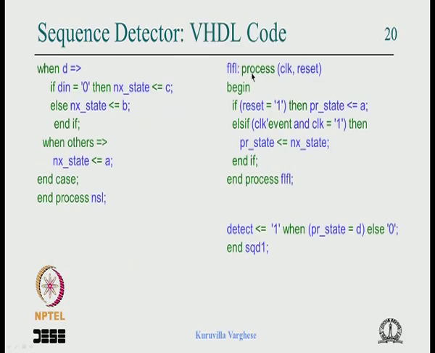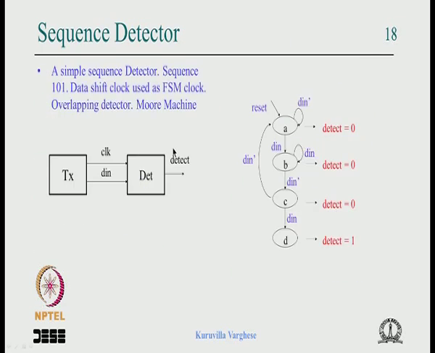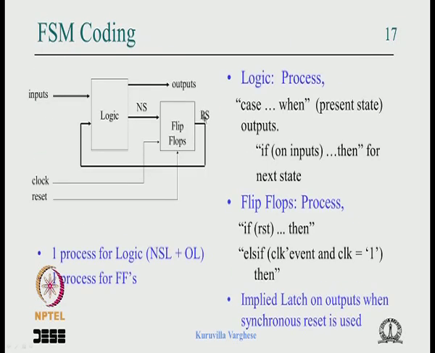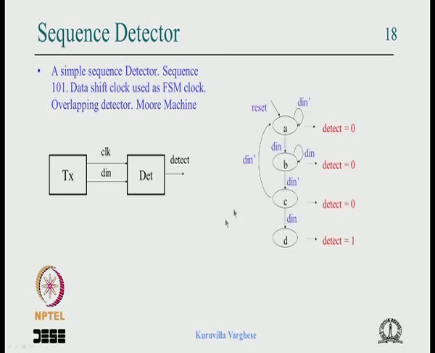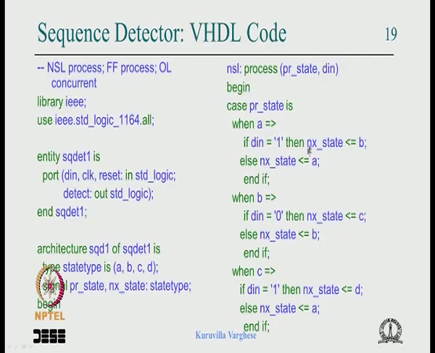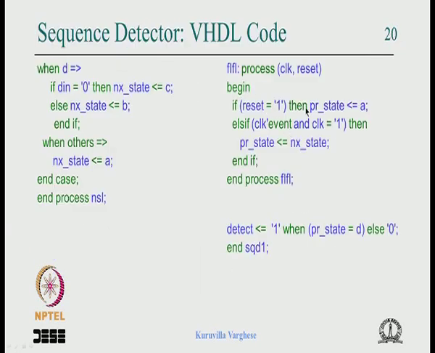Flip flop, the process, clock and reset in the sensitivity list, begin, asynchronous reset. If reset is 1, then the present state is A, because we have to make the present state the starting state. So upon the reset this will become A, then everything happens properly and it will transit. So at the power on it comes to A. That is what is written here: if reset is 1, then present state is A, else if clock event and clock is equal to 1, then present state gets next state, end if, because there is a memory, and end process, that's it. Okay.